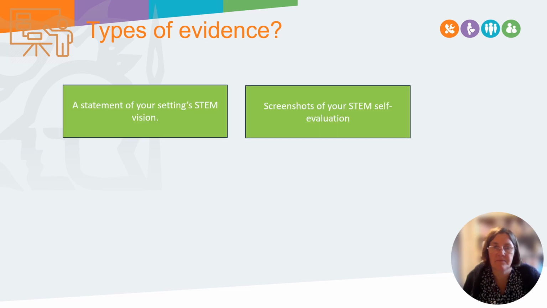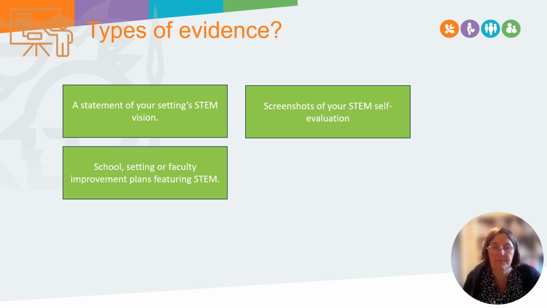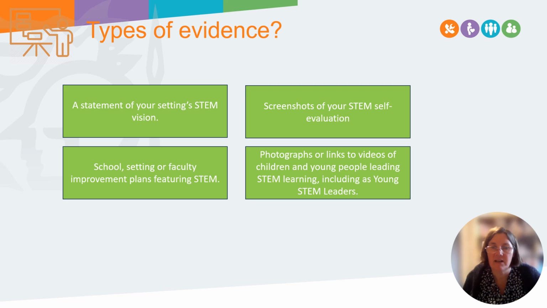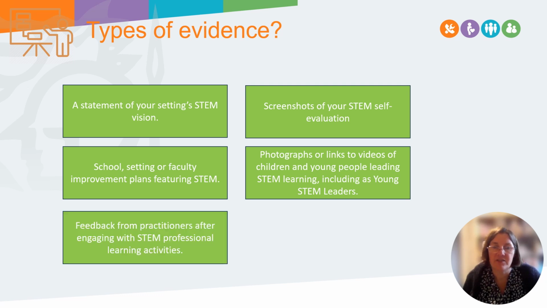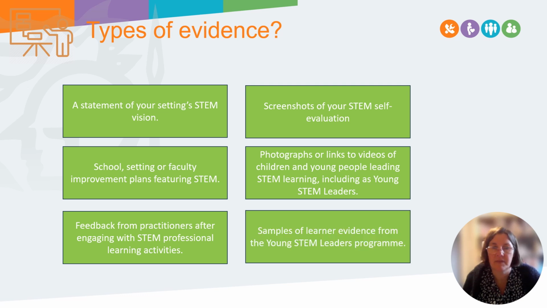The types of evidence you might include on your slides are a statement of your setting's STEM vision, screenshots of your completed self-evaluation form, school, setting or faculty improvement plans that feature STEM, photographs or links to videos of children and young people leading the STEM learning, including as Young STEM Leaders, feedback from practitioners after engaging with STEM professional learning activities, and samples of learners' evidence from the Young STEM Leader programme and other activities you might do in school.